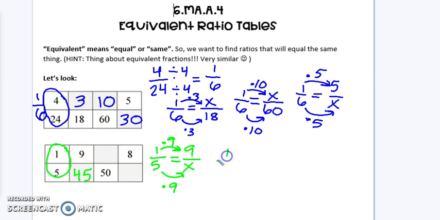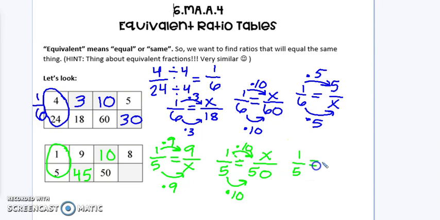Alright, the next one, I start with 1 to 5. I have a 50 on the bottom. I don't know what's on top. To go from 5 to 50, I multiply by 10, so my blank is 10. And then last one, I have an 8 on top. To go from 1 to 8, I have to multiply by 8, so I need to do the same thing on the bottom, so 5 times 8 is 40. Alright?